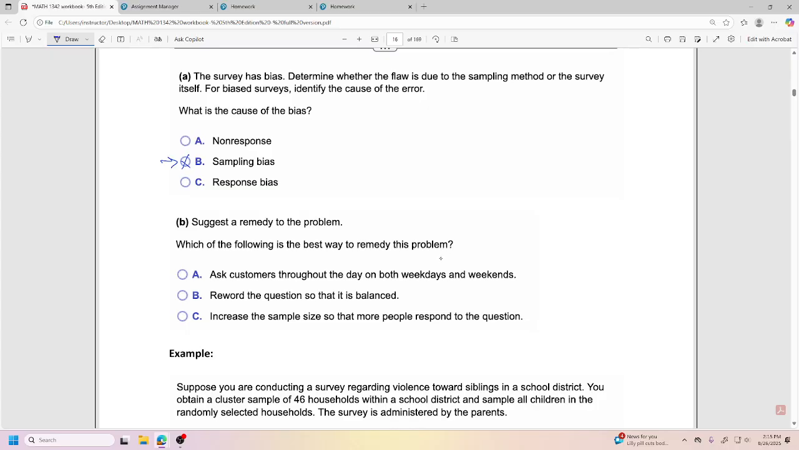So what would be better to redo this? What would be a good thing? Yeah, all throughout the day, exactly. That's the answer for sure. Yeah, definitely. You don't want to exclude somebody from it.